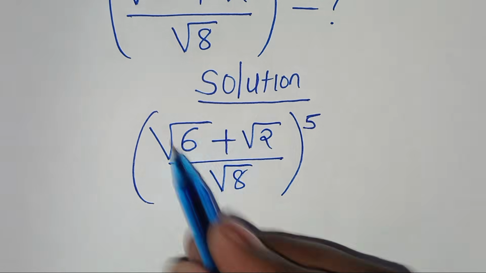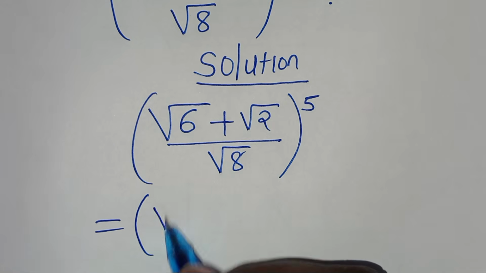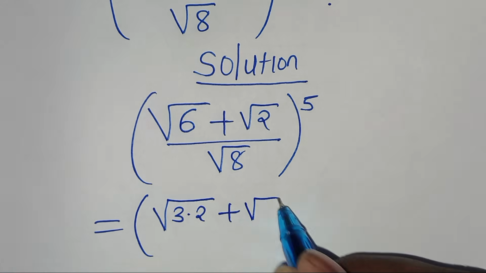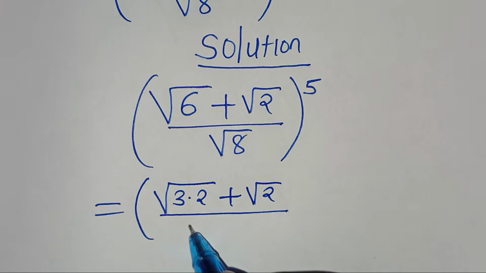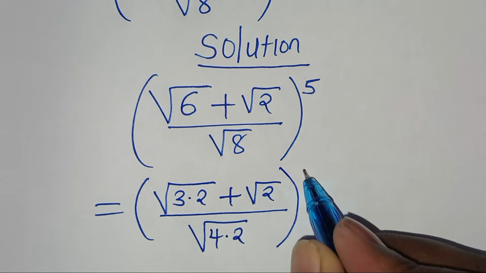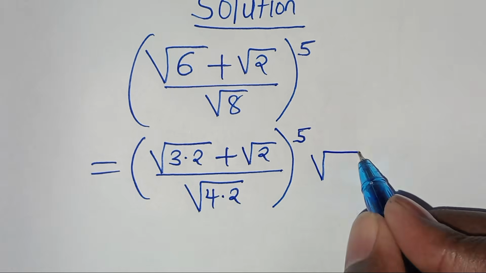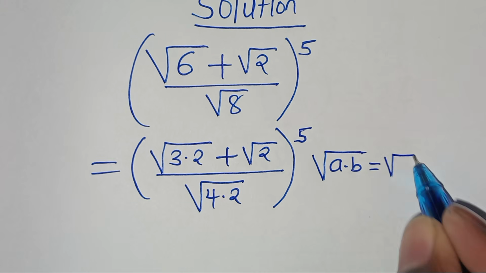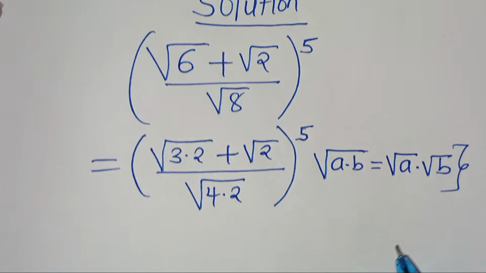We can express square root of 6. This is the same thing as square root of 3 times 2, then plus square root of 2 divided by, we can express the square root of 8. This is the square root of 4 multiplied by 2. Everything here raised to the power of 5. We have that the square root of a times b can be expressed as the square root of a times square root of b.